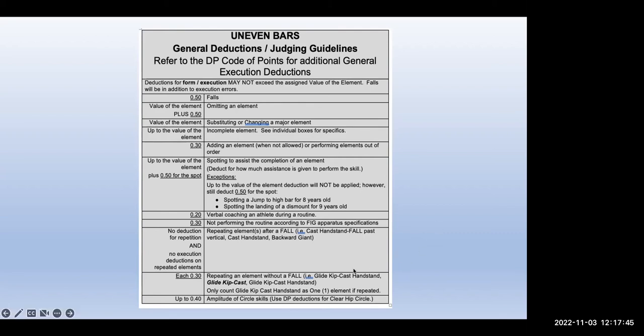So coaching, nothing different there. Not performing to FIG specs, that you have to go to R&P. So let's talk about repeating an element.